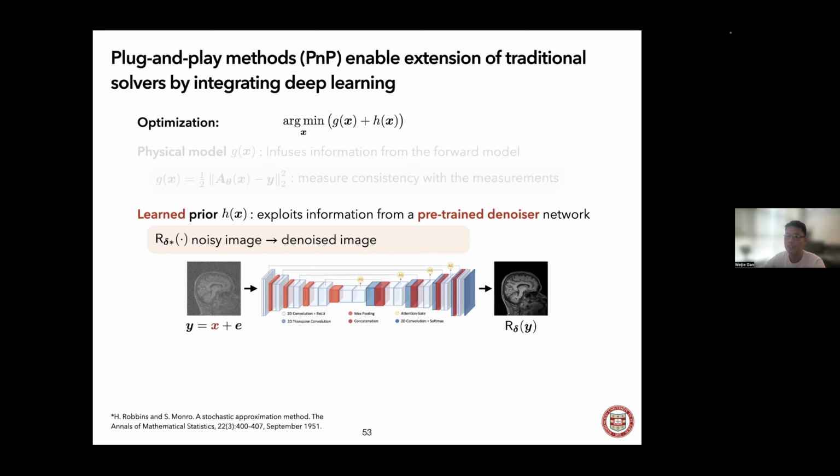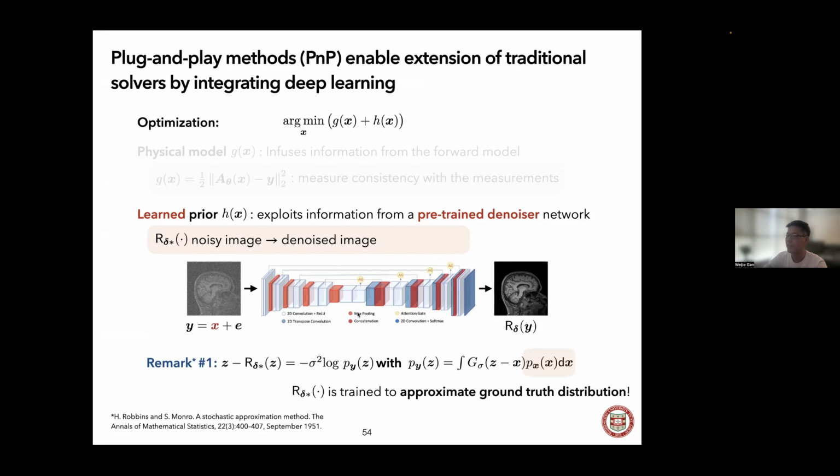And what is a denoiser? It is somewhat like training a reconstruction network. You add some noise to ground truth images, put them into a neural network, and ask the neural network to remove the noise. There are two reasons behind that. The main reason is that once you train a denoiser, it is actually trained to approximate the ground truth distribution. It's not just a denoiser. You're actually learning an approximated p(x) here. This is the first remark. The other remark is that you can think about the recent development of diffusion models. They also rely on denoising to do generation, which means the denoiser itself has information about the ground truth.